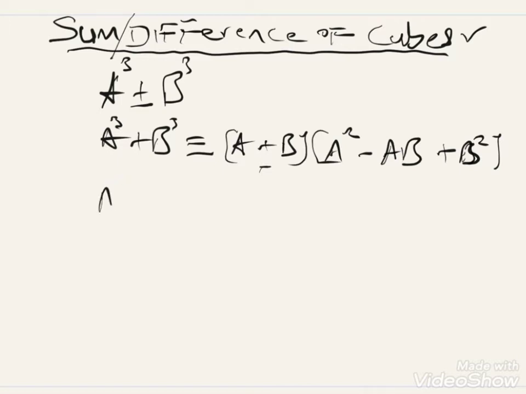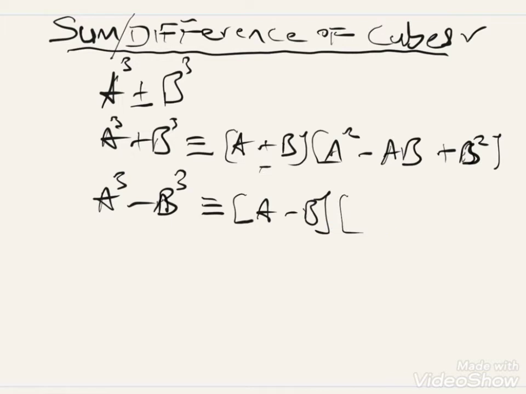For the minus sign, we have a cube minus b cube, which is equal to the linear factor, that is a minus b, then the quadratic factor, that is a squared. Then, for the fact that the sign in this first factor is minus, I will take plus here with the combination of the two terms a and b, then plus b squared. So this is the formula we can apply. Suppose we have such an expression to factorize.